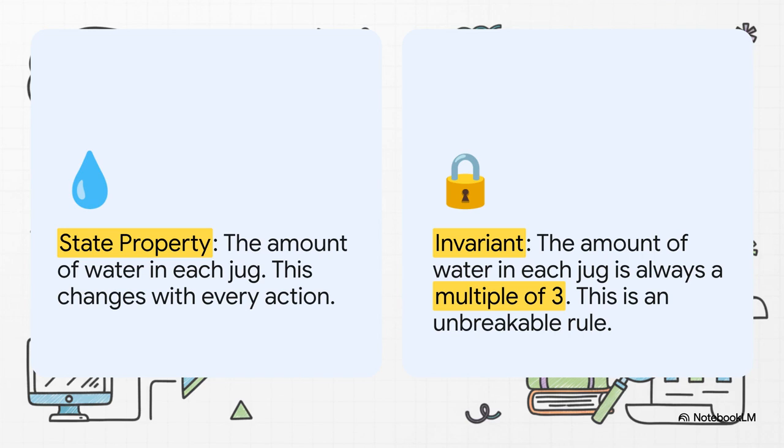Let's break this down. The amount of water in the jugs can change all day long. But here's the rule that never, ever breaks. We start with jugs whose sizes are multiples of 3, a 9 and a 3. Every action we can take, filling, pouring, anything, will only ever give us amounts that are also multiples of 3. That's our invariant. So can we get 4 gallons? No way. 4 is not a multiple of 3. We've just proven the puzzle is impossible without even taking a single step.